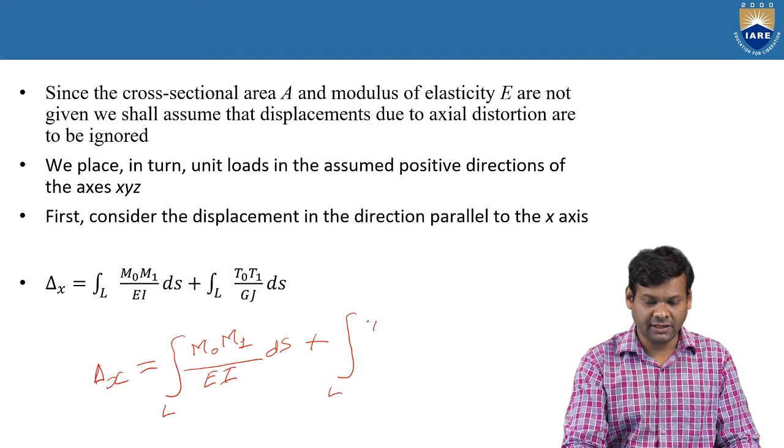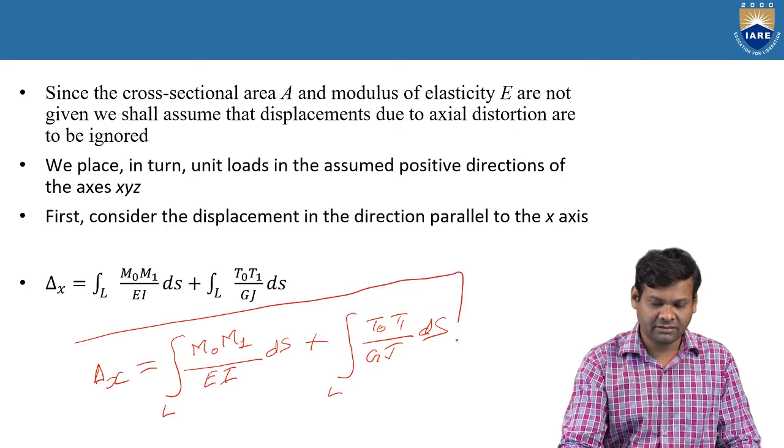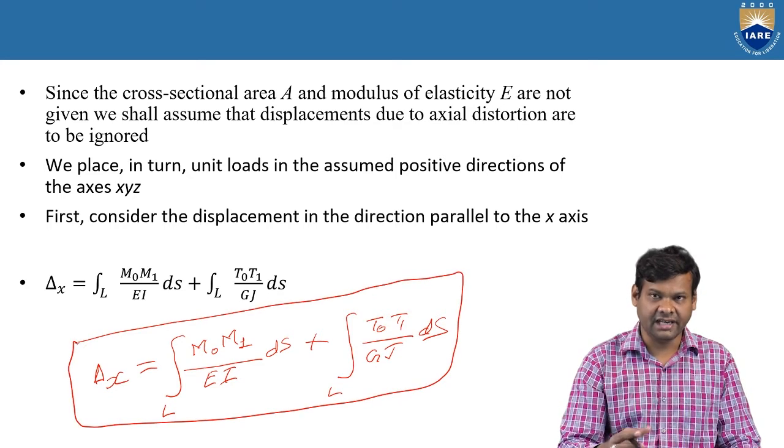T0, this is a torsion, T1 divided by GJ ds. We are going to apply this formula to a given structural element.